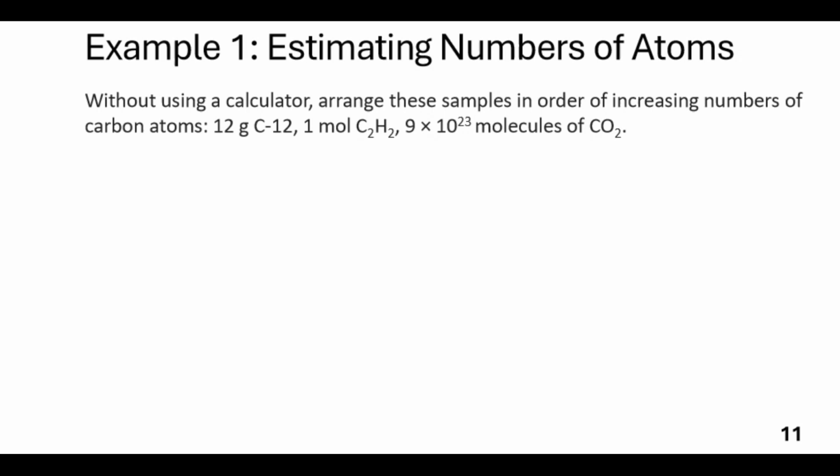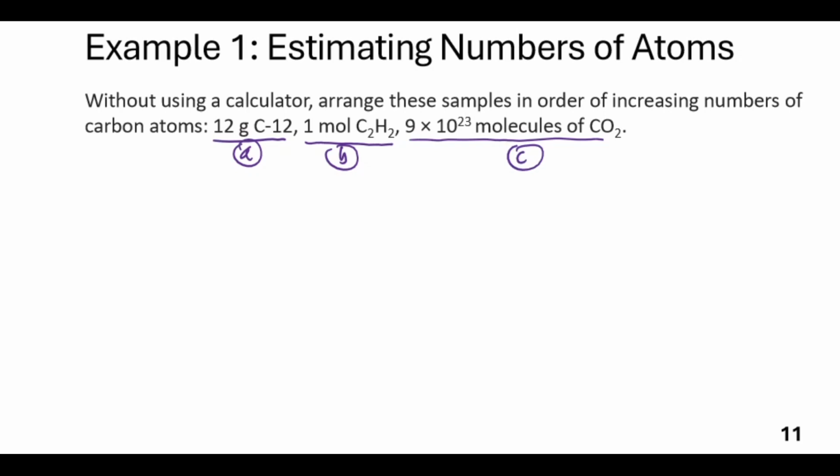So we have 12 grams of carbon-12. This is the first sample. The second one, we have 1 mole of ethyne, C2H2. So this is B. And then the third one here we have 9 times 10 to the power of 23 molecules of carbon dioxide, which is C.